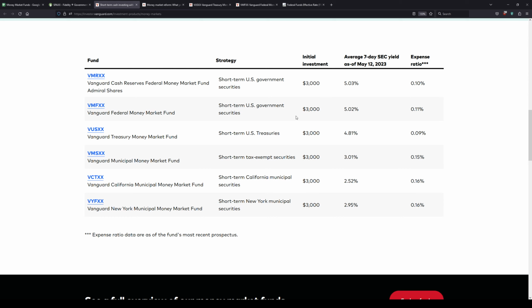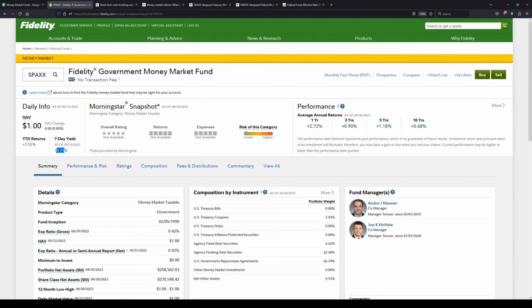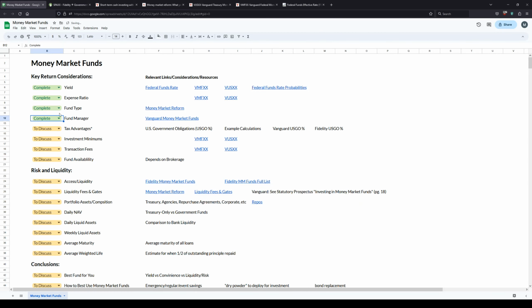And I know this starts to sound like an advertisement for Vanguard funds, but really they just have the most competitive. But if you have a Fidelity account, this is still a fairly good yield, even if you do have to pay a higher expense ratio. All right, with that out of the way, I want to go to tax advantages next.